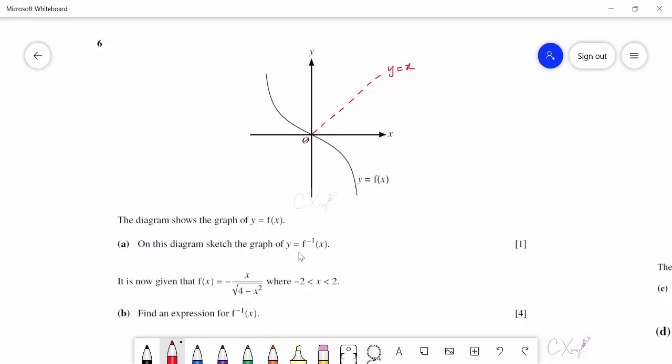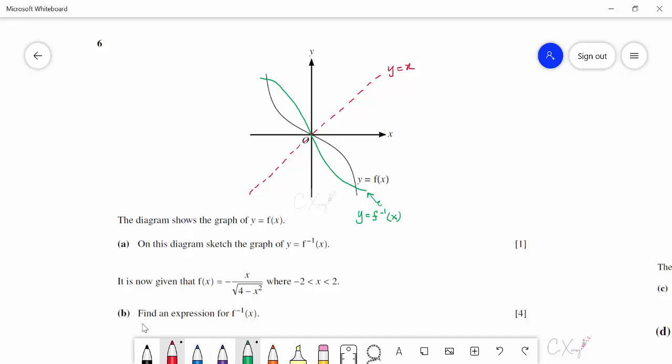Just imagine that this is the line y equals x, and it will be like a mirror. You want to reflect your graph on this line. If you reflect it, your inverse function graph will look something like this. The green color part will be y equals inverse function. So this is what we have for part number 1.